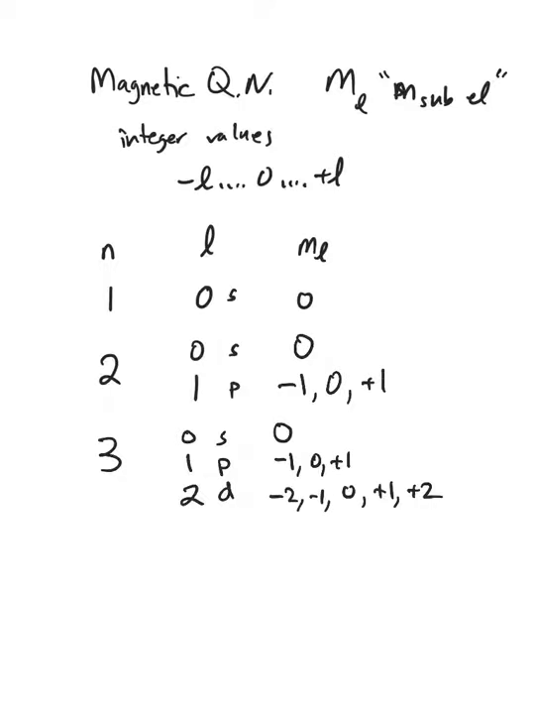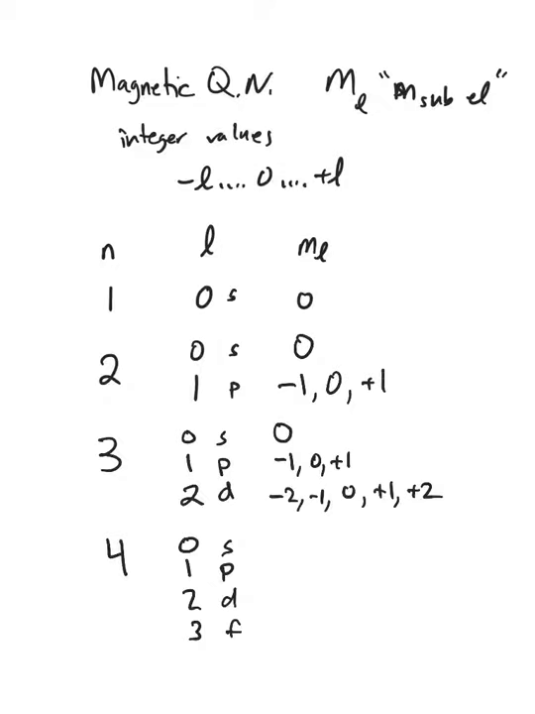Let's go one step further. What if we get up to where n equals 4? Now there are 4 possible values for L of 0, 1, 2, or 3. Can't be 4 because it has to be at least one integer value less than whatever n is. So if n is 4, the greatest value for L would be 3. These correspond to S, P, D, and F.